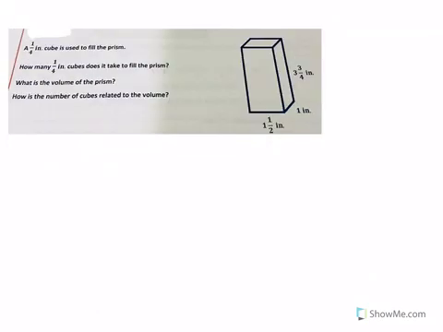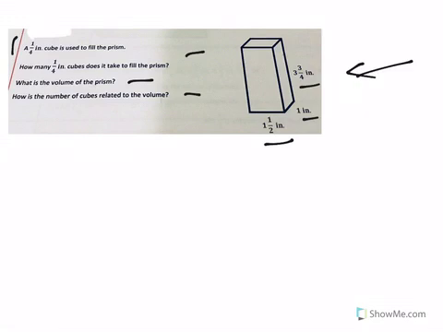Okay, let's do another example. Here we have another right rectangular prism. It's 1 1/2 inches by 1 inch by 3 3/4 inches. The question says a 1/4 inch cube is used to fill a prism. So it's not a 1 inch cube, it's a 1/4 of an inch cube. How many 1/4 inch cubes does it take to fill the prism? What is the volume of the prism? And how is the number of cubes related to the volume? So we have 3 different questions we're going to answer here.